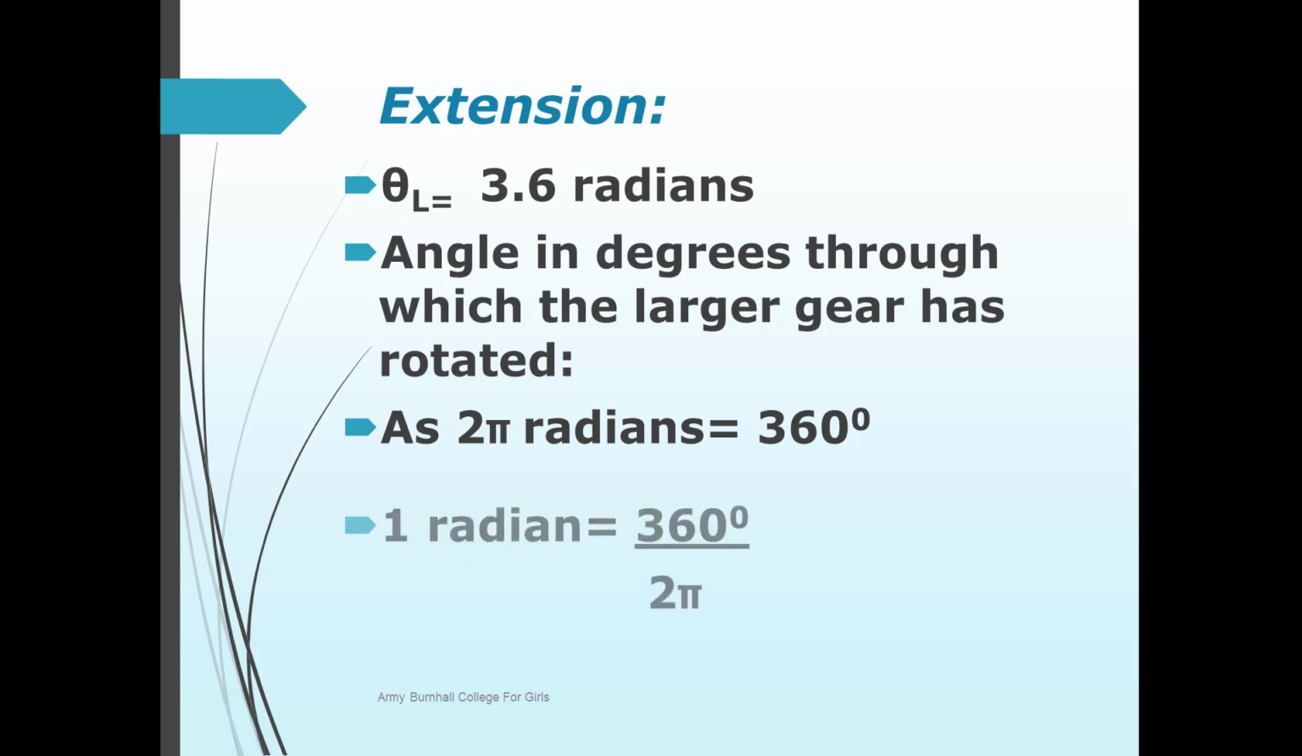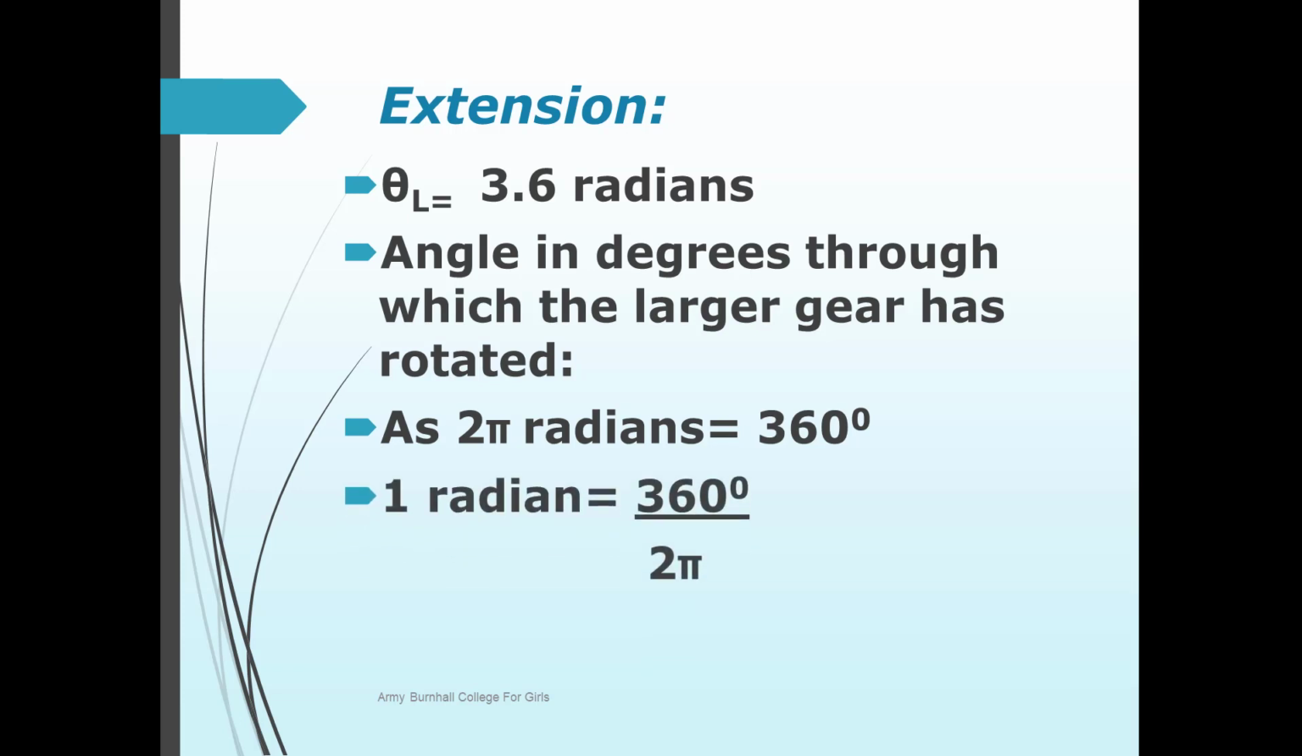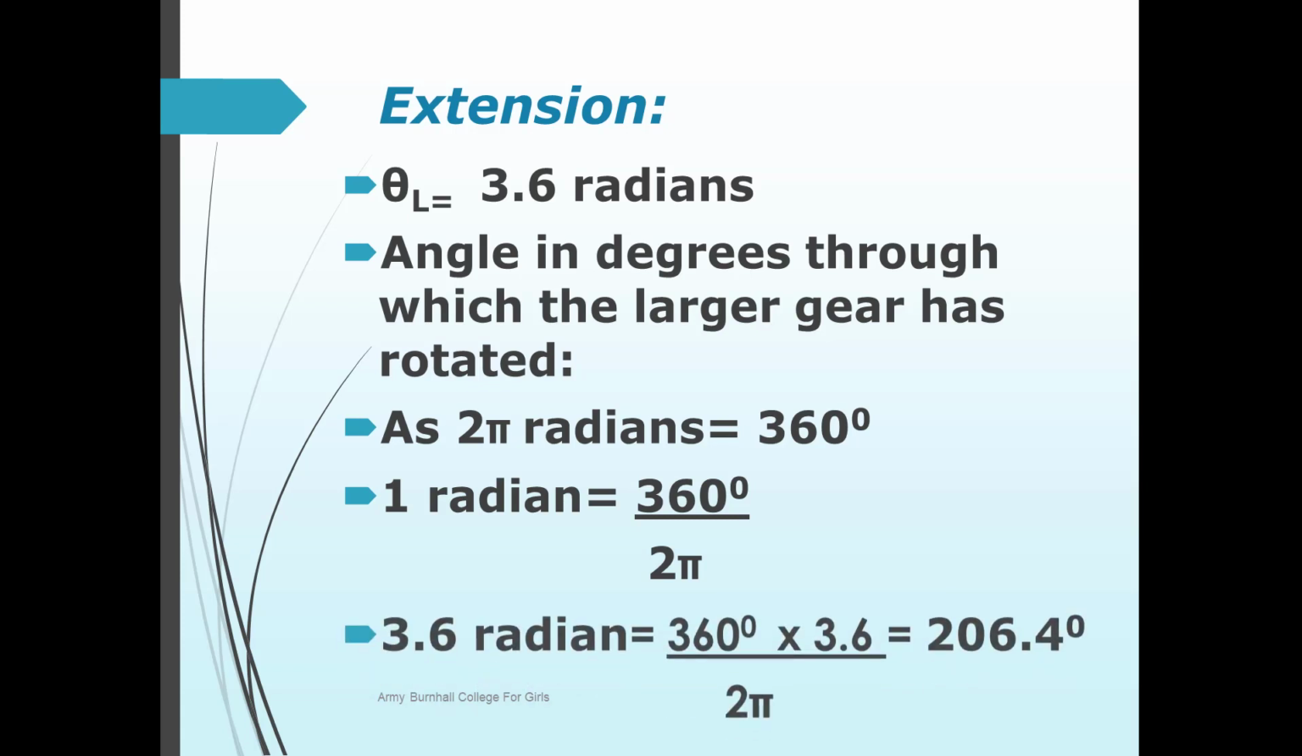If we have to find out 1 radian, then we have to divide by 2 pi on the other side. We will get 1 radian is equal to 360 degrees divided by 2 pi. We have to multiply by 3.6 on both sides. So 3.6 radians is equal to 360 degrees multiplied by 3.6 divided by 2 pi, that is equal to 206.4 degrees.